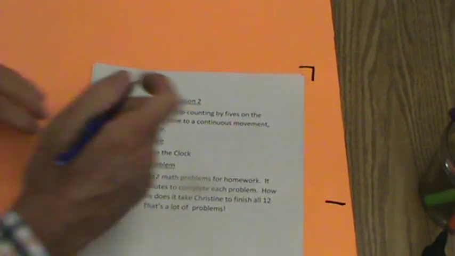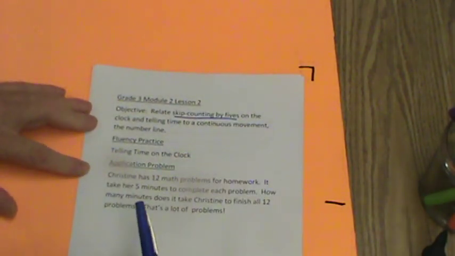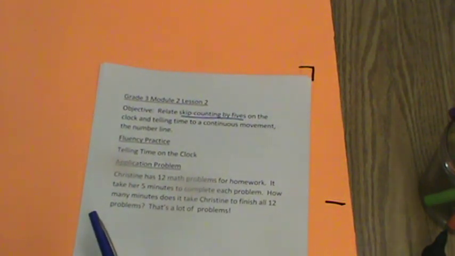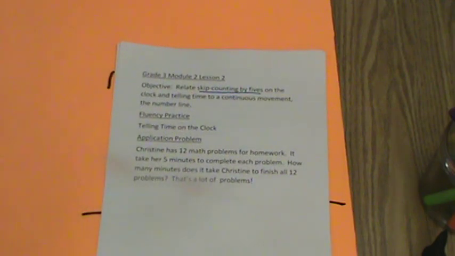Here we go. First of all, our objective today: we're going to relate skip counting by 5s on the clock and telling time to a continuous movement, the number line. So we're going to be working with number lines too. All right, let's take a look at telling time on the clock.